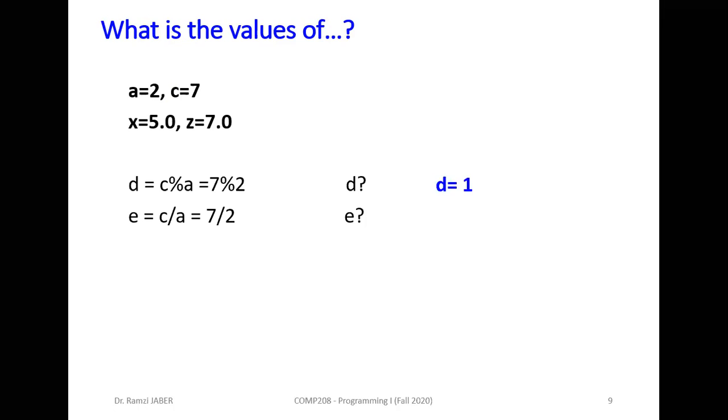Now, what is the value of E if C divided by A? Now it's the quotient, sorry, division. Integer divided by integer, 7 over 2. We don't have a conversion to binary here. 7 over 2 is integer over integer, so will it give us integer or float? 3. Bravo. 3, not 3 point, because integer over integer gives us integer only, the quotient part.